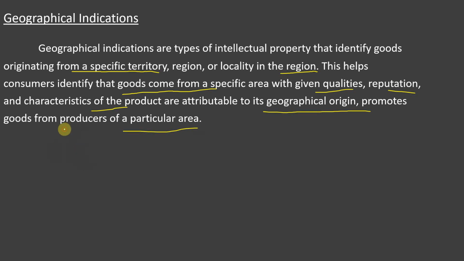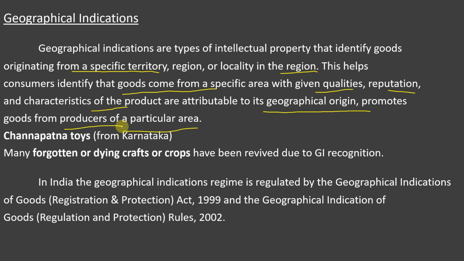It helped local producers with the creation of employment and to preserve the heritage and the traditional skills of that particular geographical area. Channapatna toys from Karnataka are one example which got registered under the geographical indications. Many forgotten dying crafts or crops have been revived due to geographical indication recognition. So by the introduction of geographical indications, many dying crafts and old methods are preserved, preventing exploitation of the traditional skills and methods.